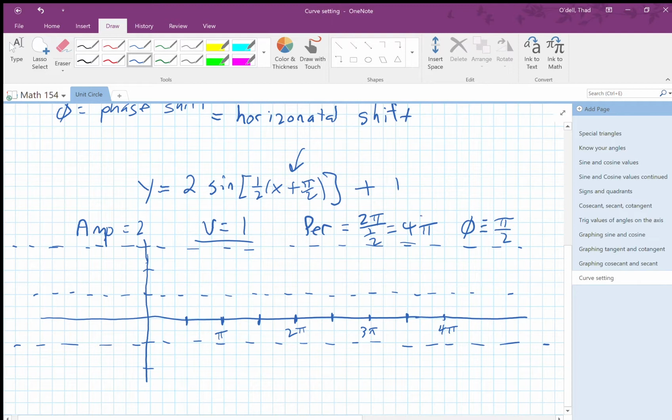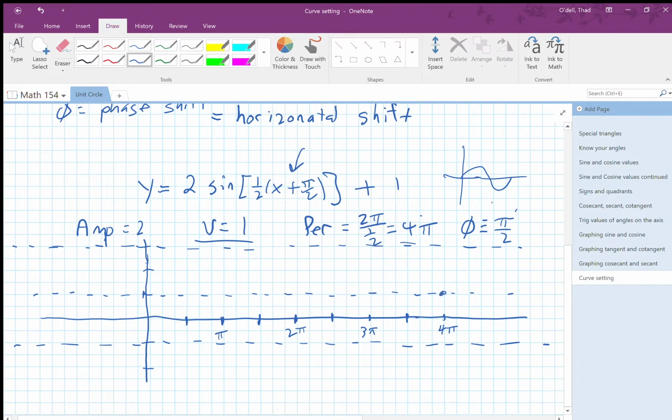The period is 4 pi, which means it's going to take 4 pi to go from the beginning to the end of one cycle. And we know the sine starts its cycle on the y-axis at the middle of the graph, because keep in mind that sine looks like this normally. Quick little sketch: it starts at the middle, goes up to the top, back down to the middle halfway, down to the bottom, and then back up to the middle at the full cycle. So that's all going to happen between 0 and 4 pi right here.